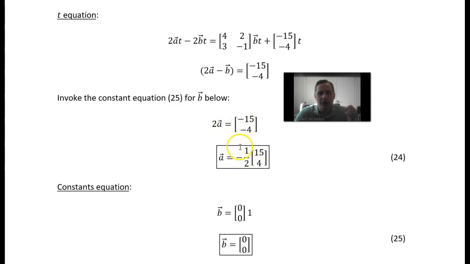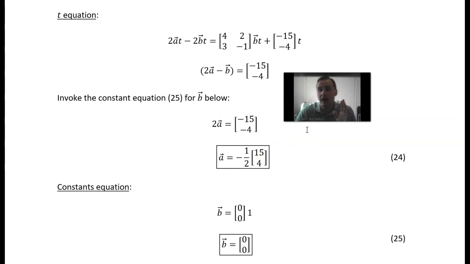So we can pull out a negative 1/2 by division times this column vector, and there it is. So it turns out that the vector a does not seem to just be the trivial solution, but a and b seem to be given by these column vectors. So now we can finally write our full solution.